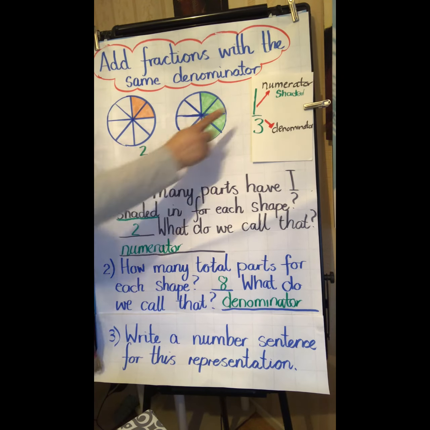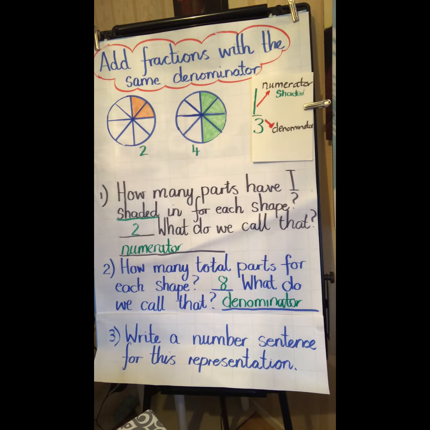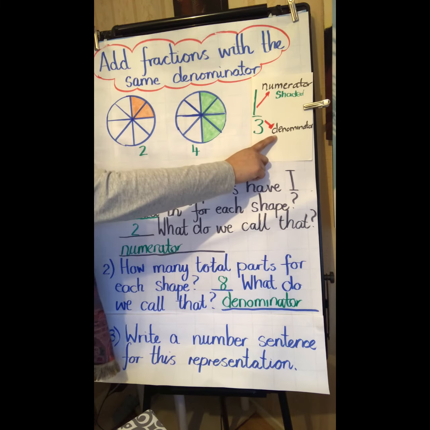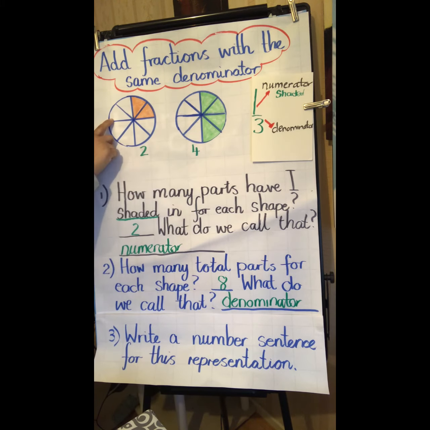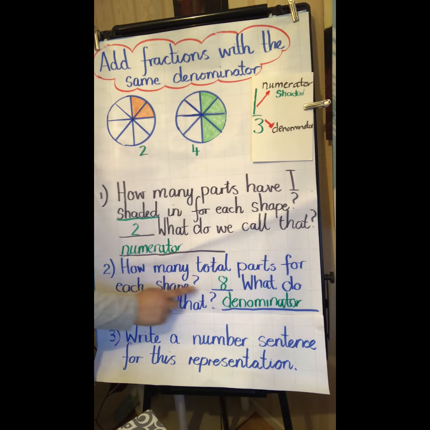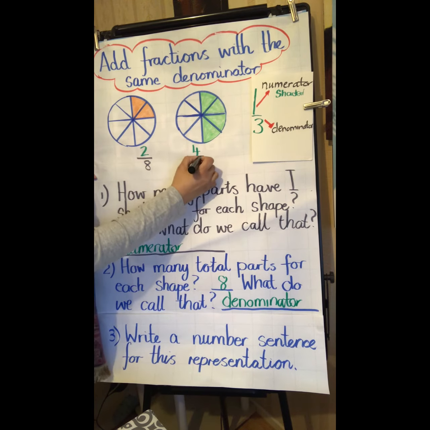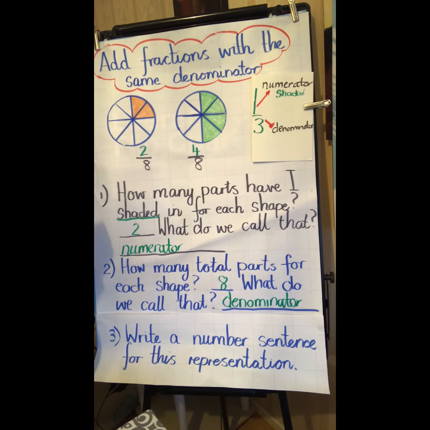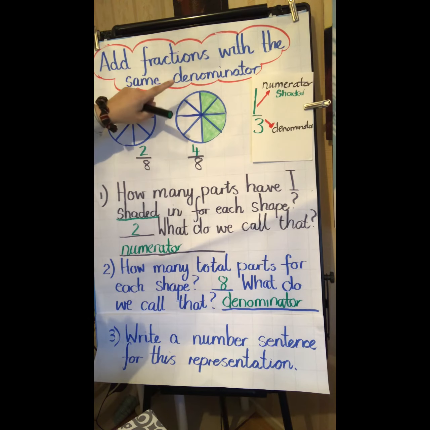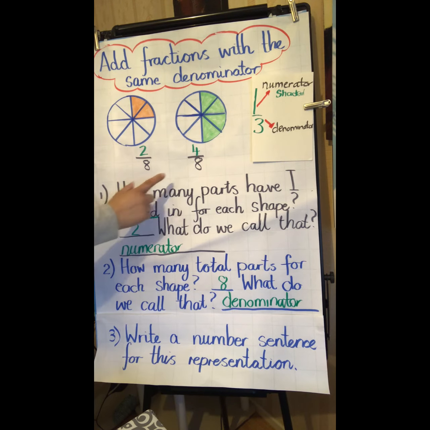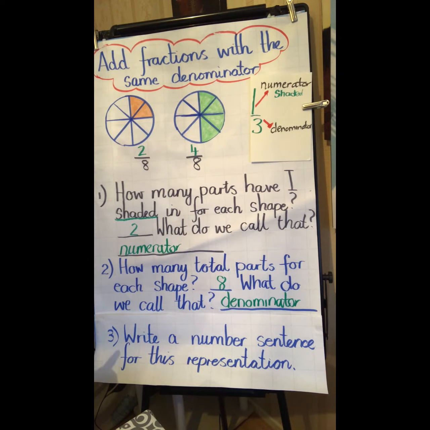And we know the part that is shaded is our top number, and that is called the numerator. We also know that the denominator is the total part altogether. And we already found out that the total part is 8 altogether. So our denominator is 8. But now our lesson is about adding fractions with the same denominator. So we know that these 2 numbers, the denominators, are the same. So the question says write a number sentence for this representation.